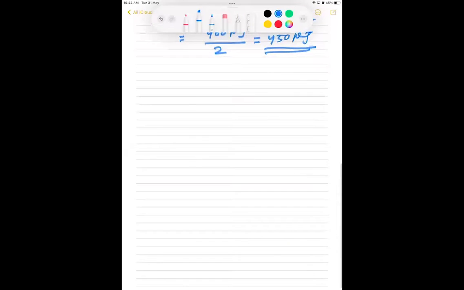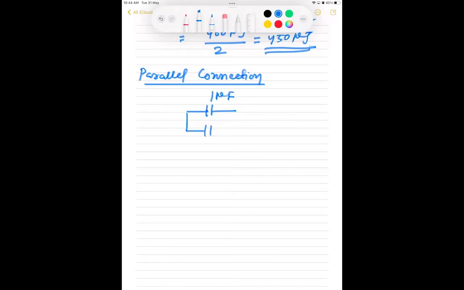I'll share the notes, you'll update, right? Let's take an example of parallel connection. Students, draw the circuit. There is a capacitor of 1 microfarad, a capacitor of 2 microfarad, and a capacitor of 3 microfarad. They are connected to a voltage source of 10 volt. How much voltage, students?